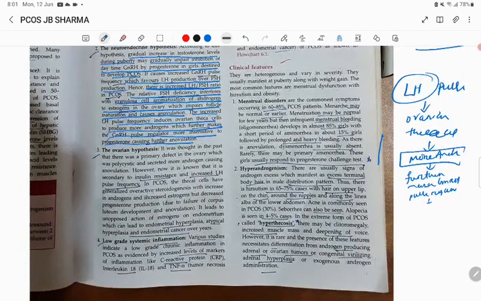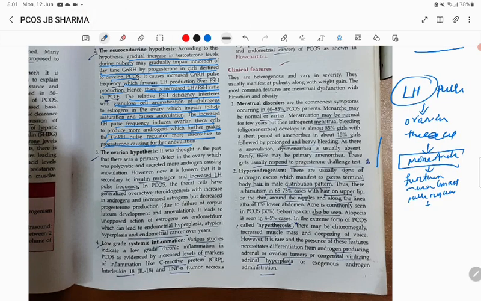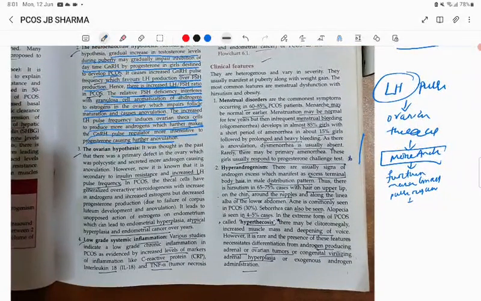Then the ovarian hypothesis. The factors are insulin resistance, the neuroendocrine hypothesis, the ovarian hypothesis, low-grade systemic inflammation, genetic factors, and other factors like environmental, multifactorial, and polygenic factors. The ovarian hypothesis: it was thought in the past that there was a primary defect in the ovary, which was polycystic and secreted more androgen, causing anovulation. However, it is now known that it is secondary to insulin resistance and increased LH pulse frequency.